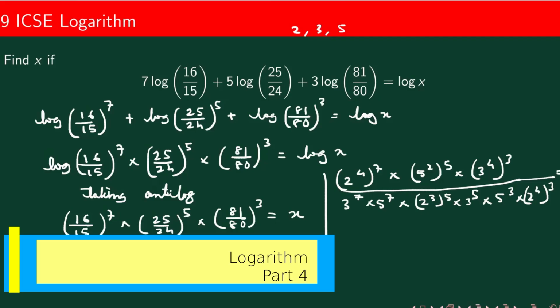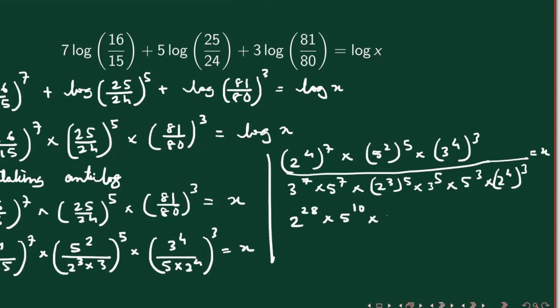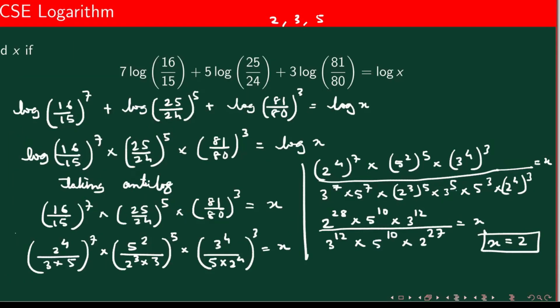Okay, so one more step and things will be very clear. This is 28, this is 10, this is 12. Here you have 3 to the power 7 and 3 to the power 5, that is 3 to the power 12. 5 to the power 7 and 5 to the power 3, so 5 to the power 10. This is 2 to the power 15 and 2 to the power 12. 2 to the power 15 and 12, that is 27. So here we are left with just 2 on top, so x is equal to 2. So remember, this is reducing it to the powers of prime numbers and solving this.